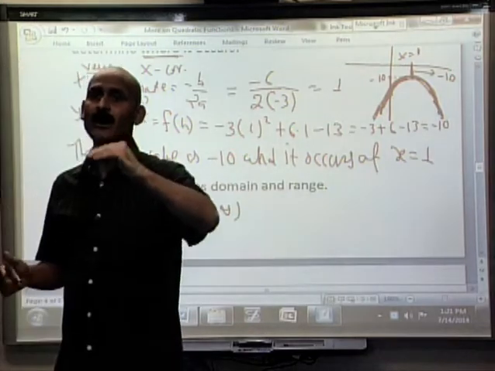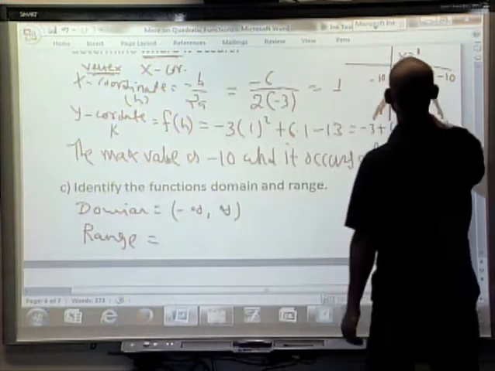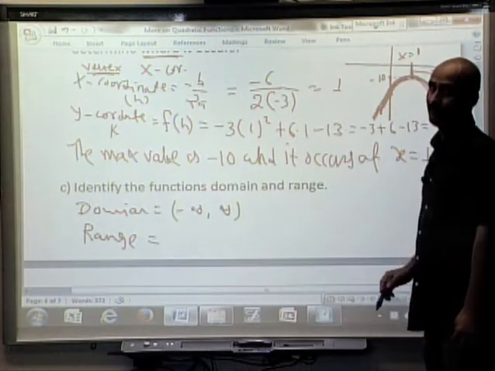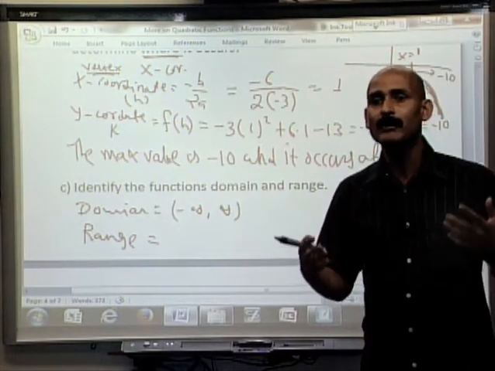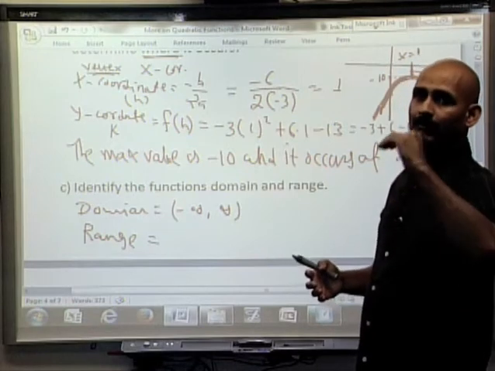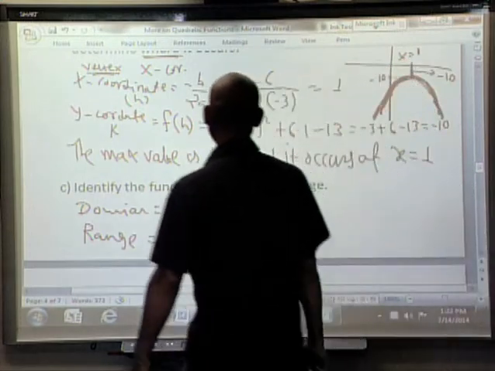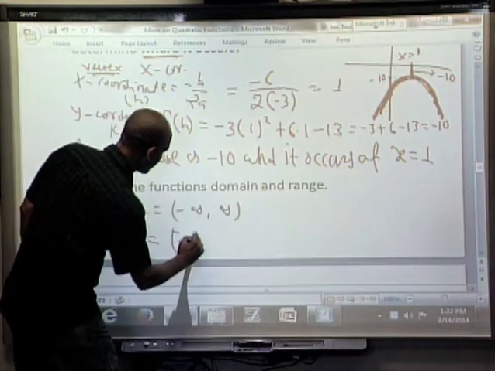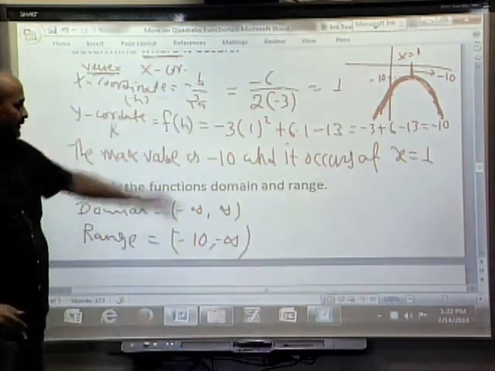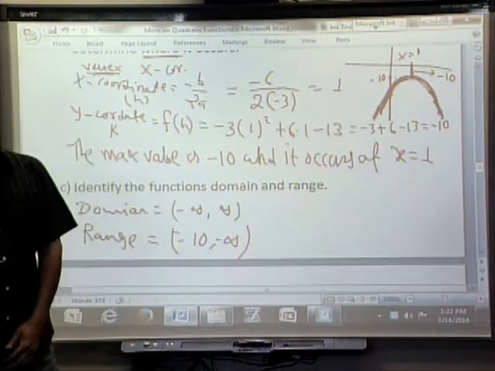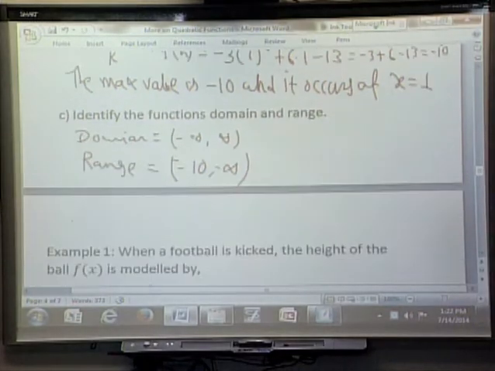However, there is nothing above negative 10. For example, when y equal to 0, we do not have a graph. So, the y value cannot be 0, cannot be 1, in fact cannot be even negative 5. Any number bigger than negative 10 cannot be the y value for this parabola. So, the range is from negative 10 all the way down to negative infinity, because it goes down.